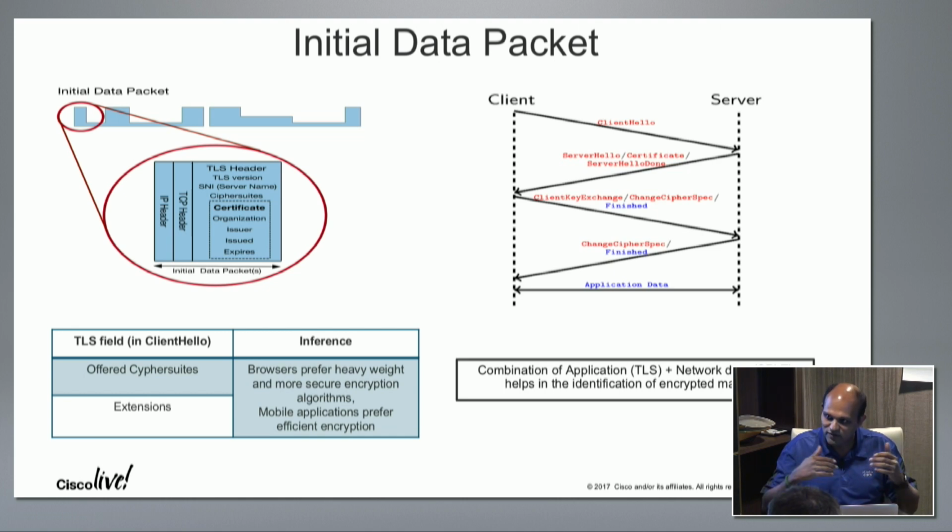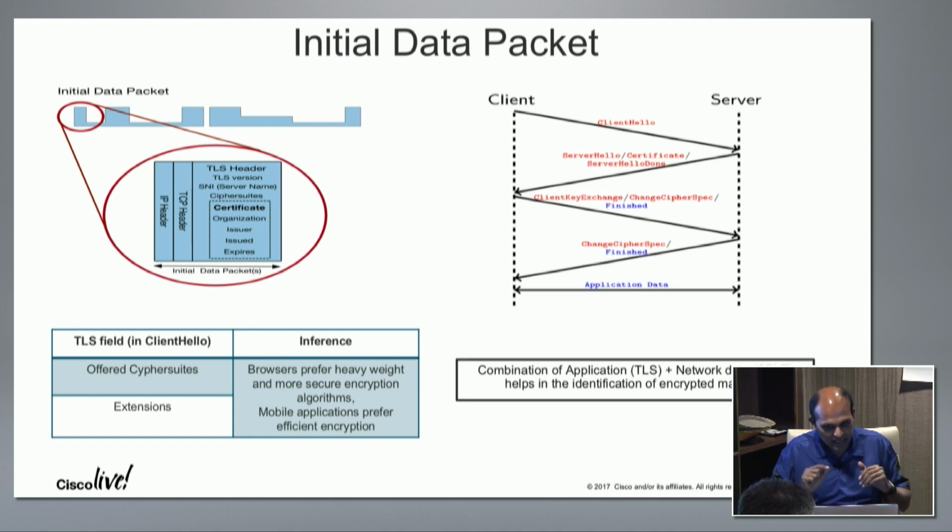The initial data packet is typically the client hello message that goes from the TLS client to the TLS server. What that typically has are things like the list of cipher suites that are offered to the server, saying, here are the cipher suites that I offer in the order of preference, pick what you're comfortable with. And then the server will respond back saying, here's the cipher suite that I want you to pick, and so on.